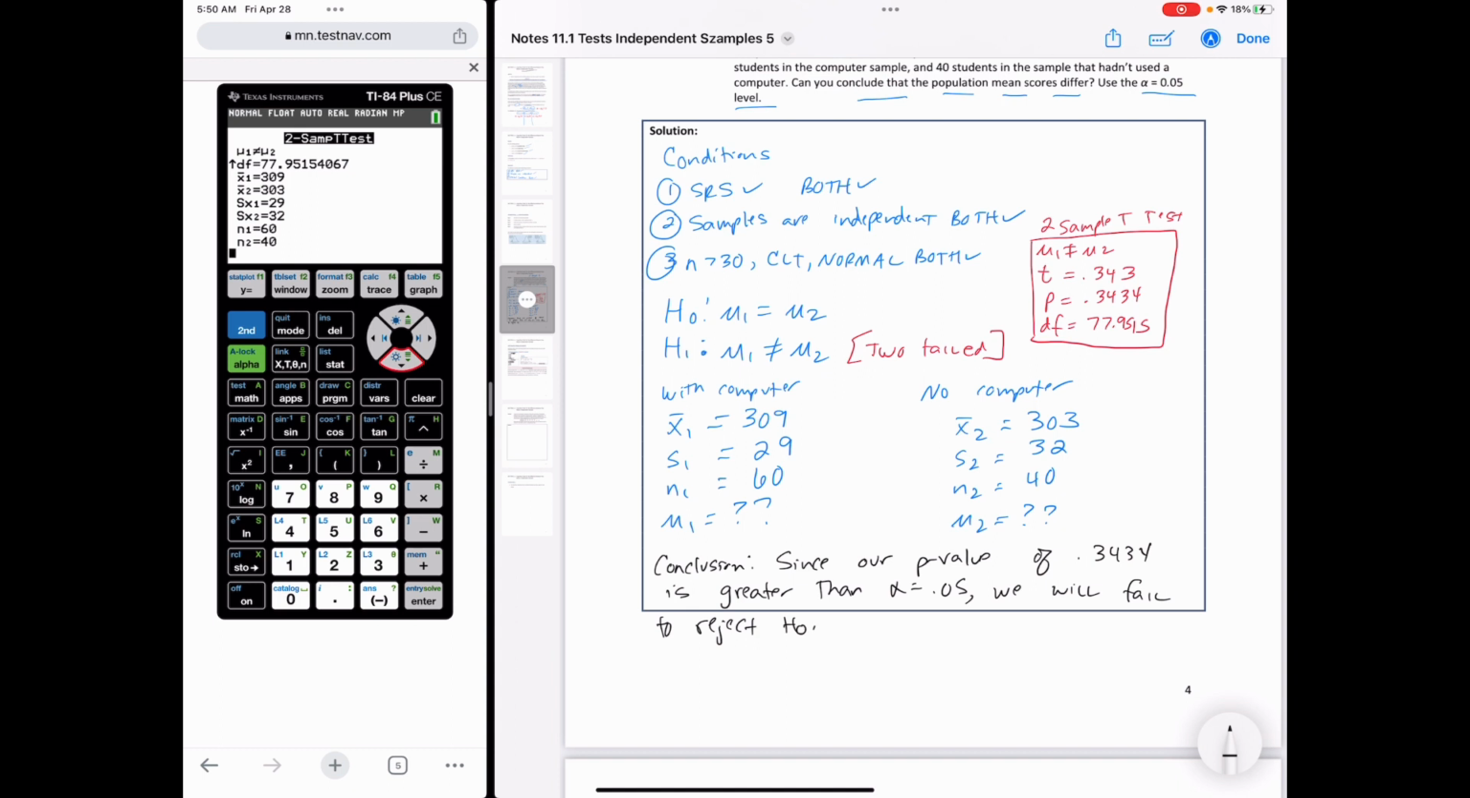If you fail to reject it, we do not have enough evidence to conclude, and look back up in your story, that the population mean scores differ.